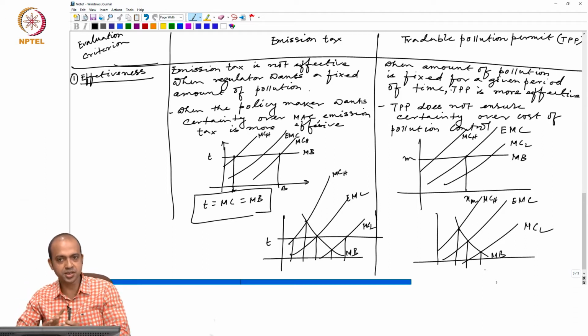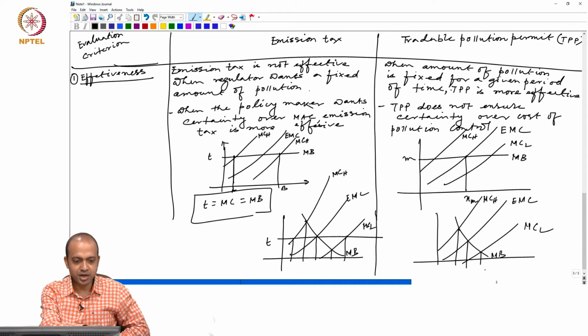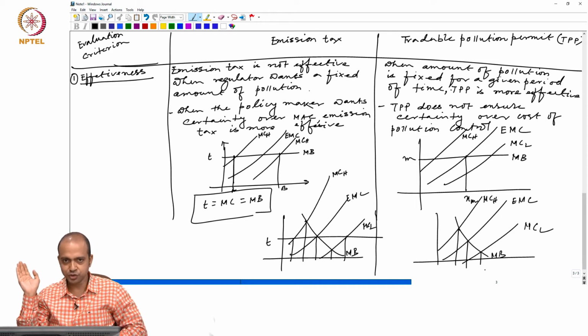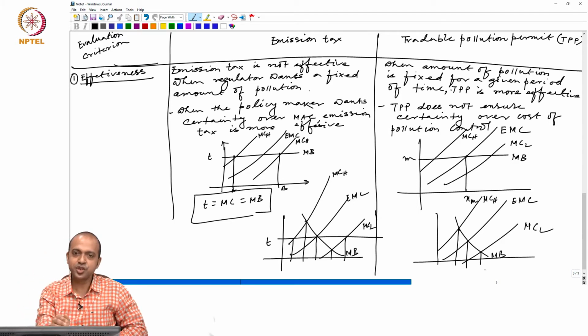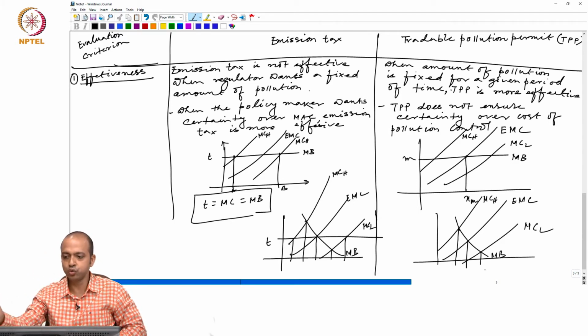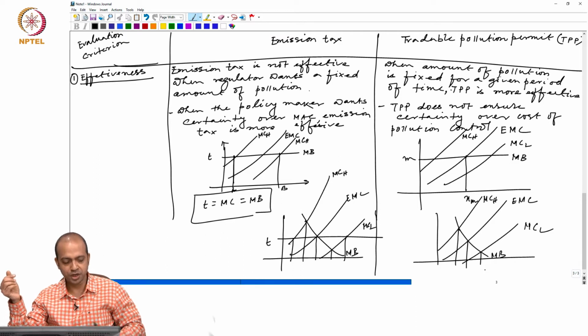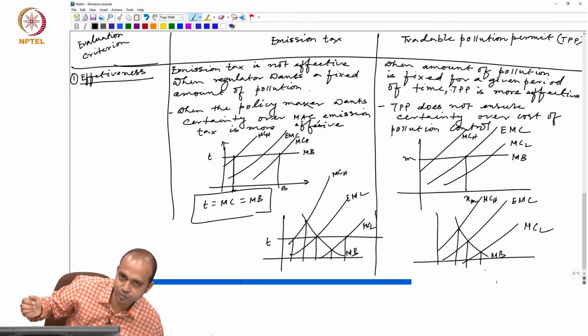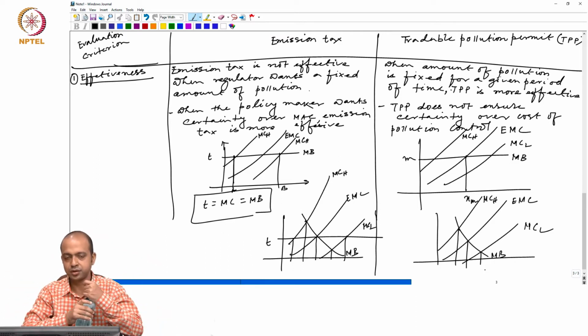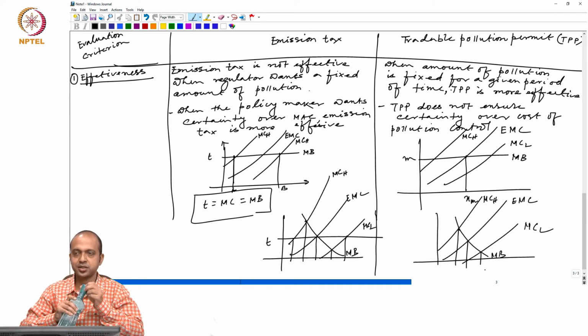So, the basic thing we need to understand, as far as effectiveness is concerned, is this: if the policymaker's objective is to ensure certainty over marginal cost of abatement, then emission tax is preferred to TPP. If the policymaker's objective is to get a fixed amount of pollution in a given period of time, then tradable pollution permit is preferred to emission tax.